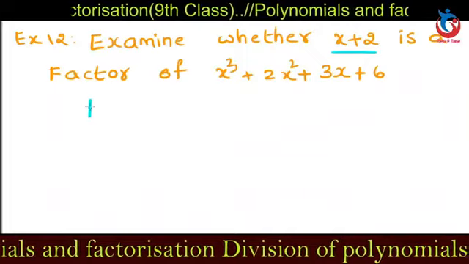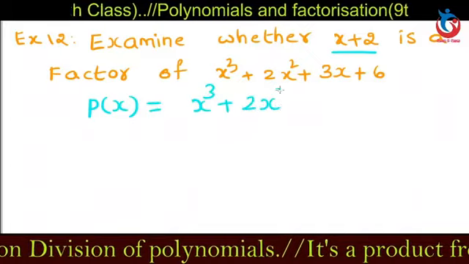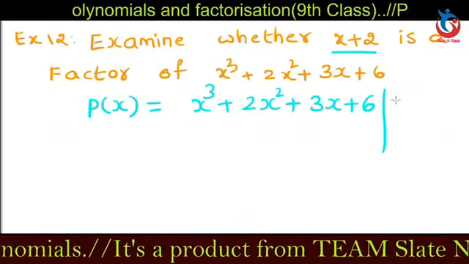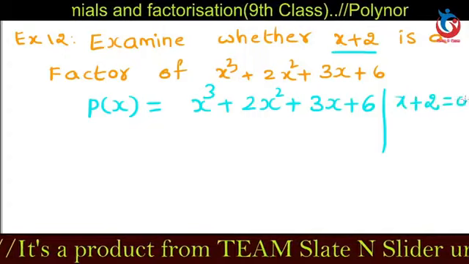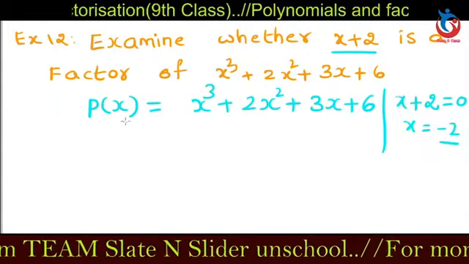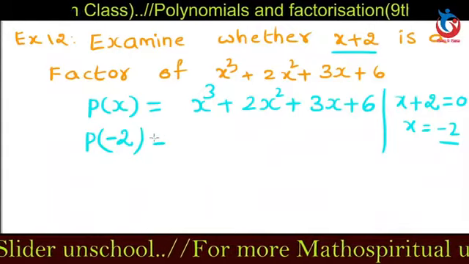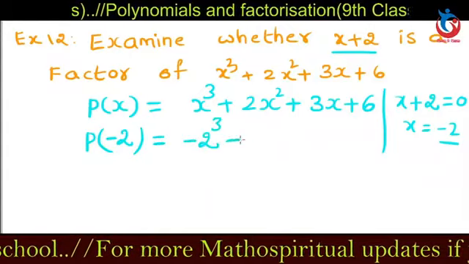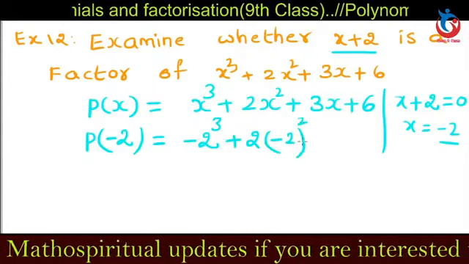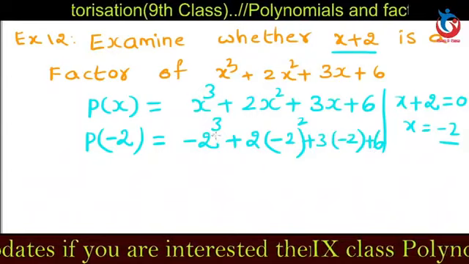That means let us suppose the polynomial is p of x, that is x cube plus 2x square plus 3x plus 6, and we should find the zero of the divisor x plus 2. So x plus 2 is equal to 0, x is equal to minus 2. Now this minus 2 is to be replaced. So p of minus 2 is equal to, keep minus 2 here. Here I am writing one mistake. Let us identify what mistake I am writing. Yes, here I did not keep the bracket. Here I kept the bracket.